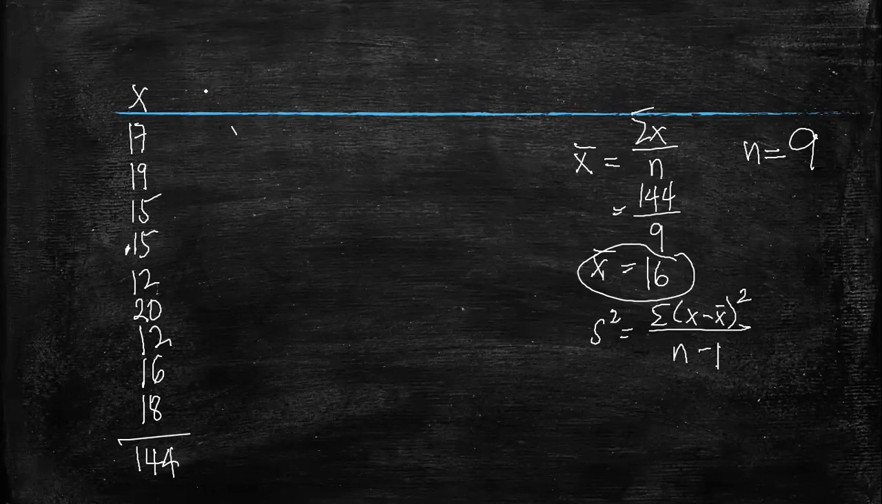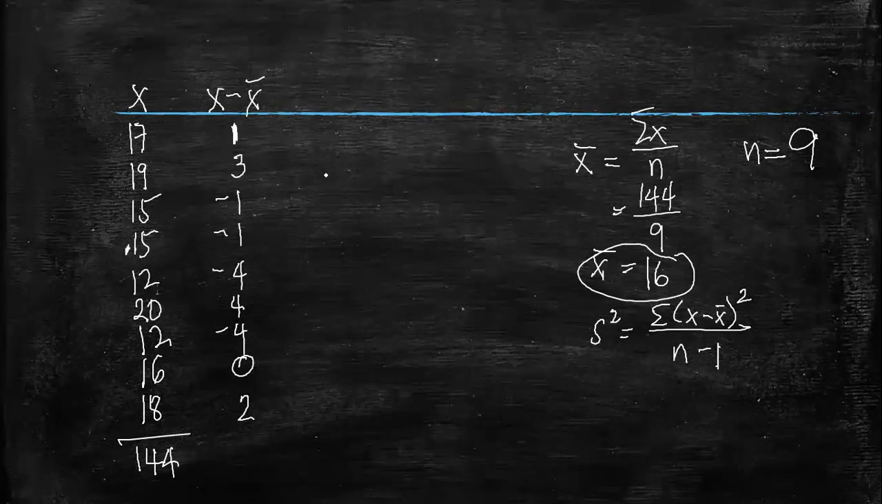Okay? So we have x minus x bar. So we have 16 as mean, di ba? So we have 1. Tama ba? 1. And then 3. Tapos negative 1. Negative 1. Negative 4. 4. Negative 4. 0. And 2. Tama po ba? Tama naman. Sabi lang kayo pag may mali ha.